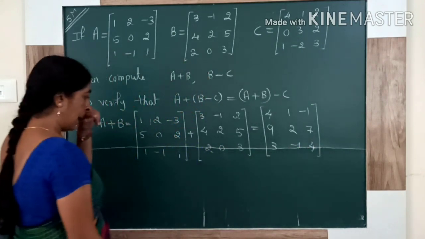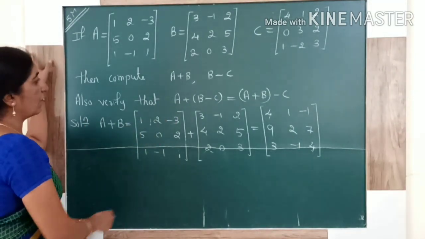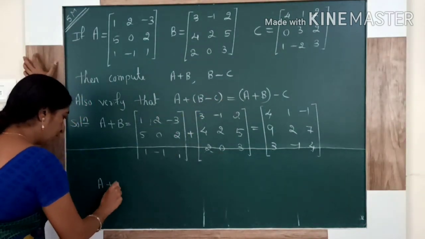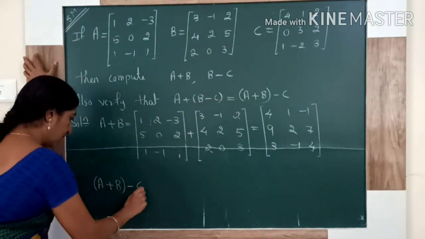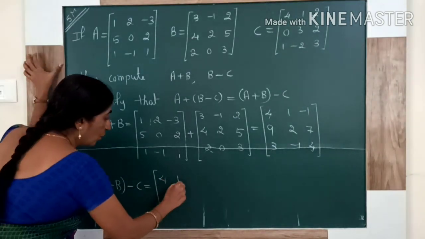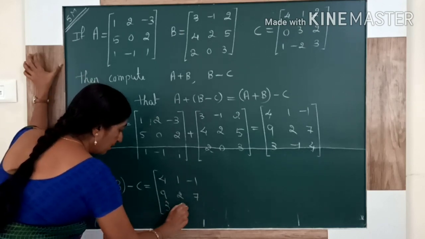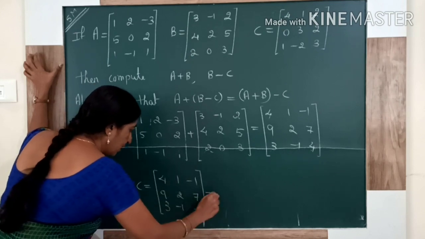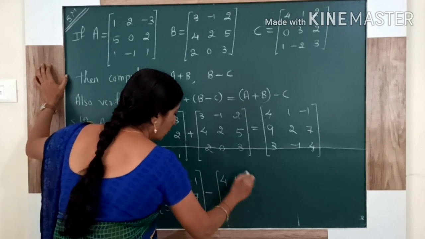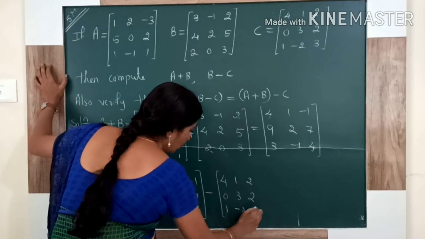So directly I am adding the elements because now you are familiar with this addition. After that I am writing this one: A plus B minus C. A plus B we already calculated: [4, 1, -1; 9, 2, 7; 3, -1, 4]. After that I am writing the middle minus C: [4, 1, 2; 0, 3, 2; 1, -2, 3].